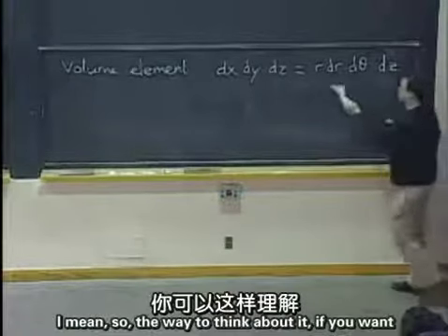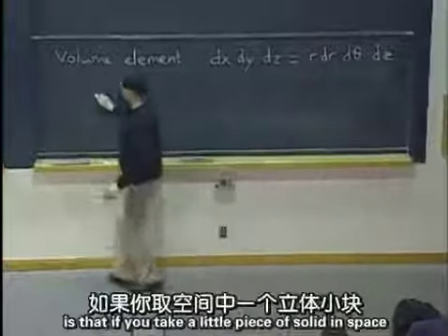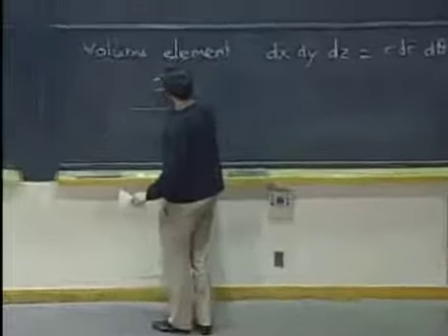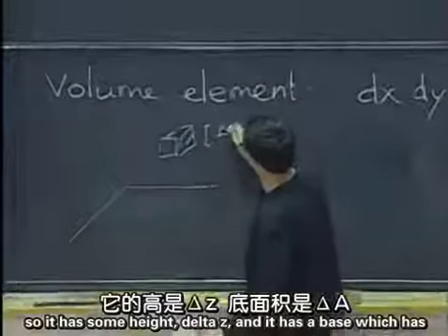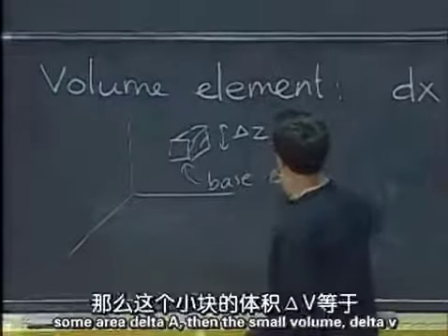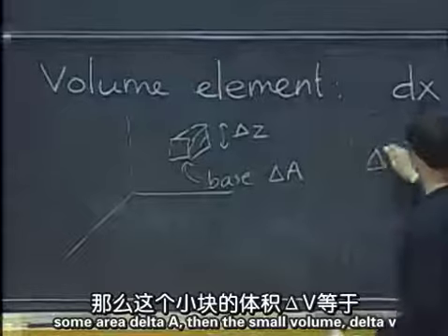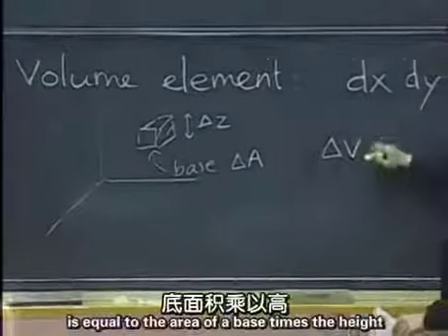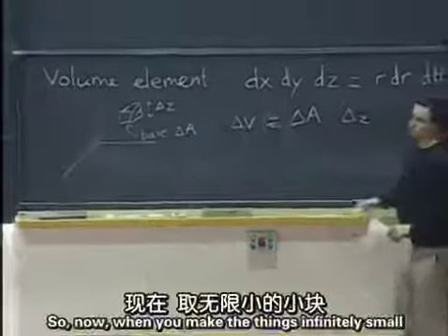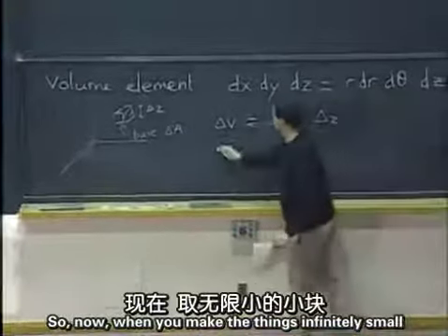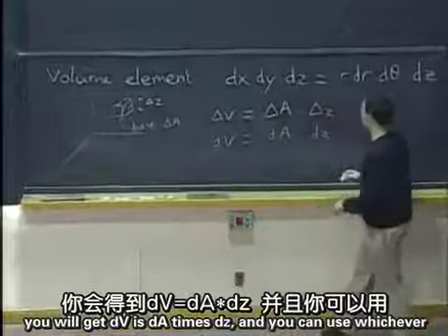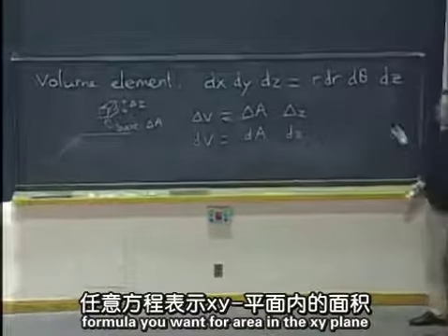The way to think about it, if you want, is that if you take a little piece of solid in space, it has some height, delta z, and it has a base which has some area, delta A. Then the small volume, delta V, is equal to the area of the base times the height. Now when you make things infinitely small, you get dV is dA times dz, and you can use whichever formula you want for area in the xy plane.